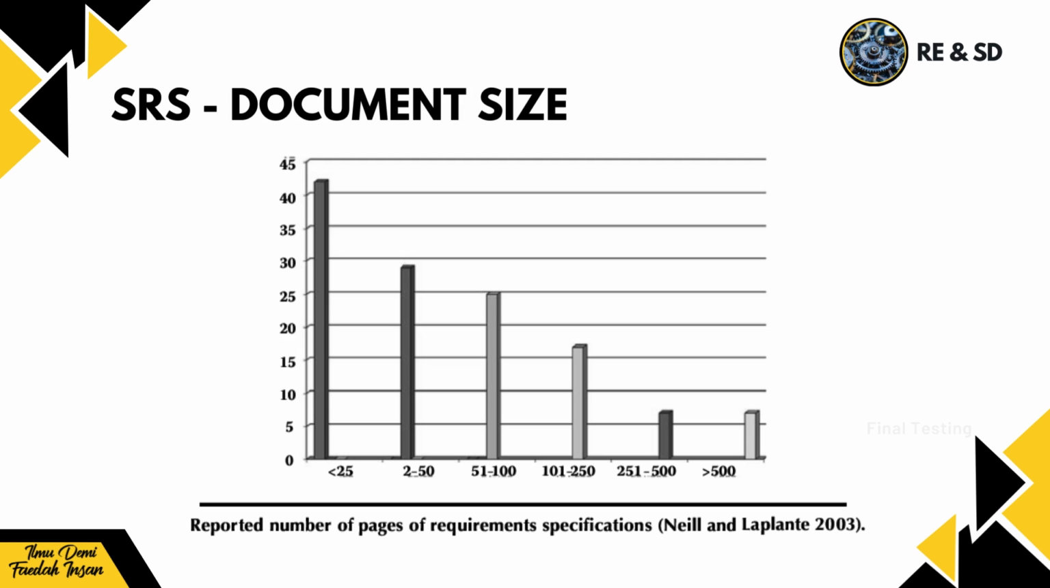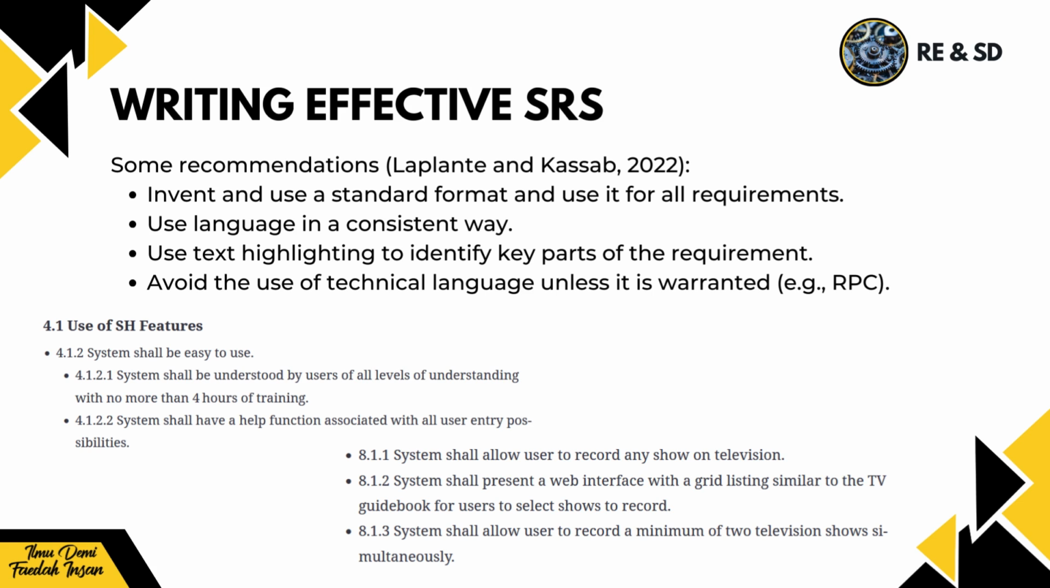All right, we've already taken a look at the components of an SRS and discussed how concise it typically needs to be. But how do we make sure it's not just concise, but also crystal clear and really effective? I'm going to share with you some expert recommendations here. First up, consistency is key. Stick to a standard format for all your requirements. This keeps everything clear and organized. Next, we need to keep the language consistent too. You should also consider using text highlighting to make crucial parts pop. This makes your document way easier to scan through.